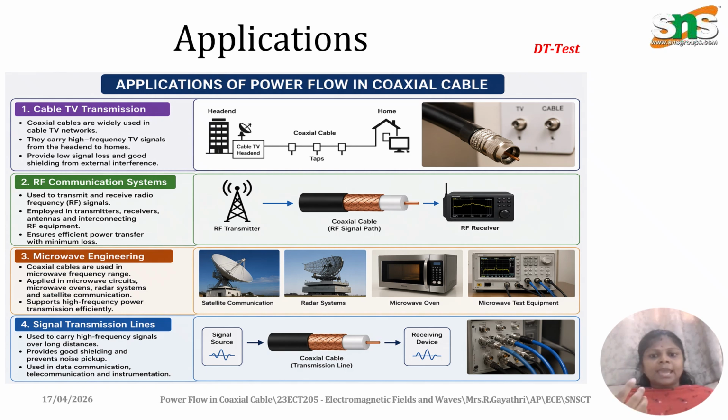The coaxial cable is also used for RF communication systems, such as satellite communications, microwave energy, radar systems, oven and microwave equipment testing. And for signal transmission lines used to carry high frequency signals, the coaxial cable is used.